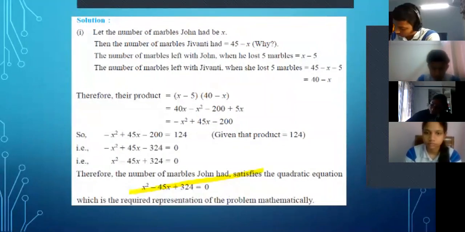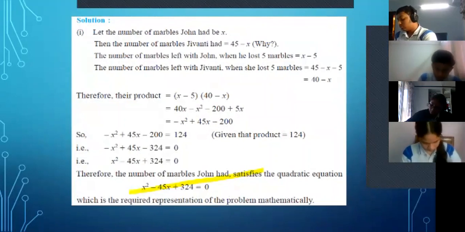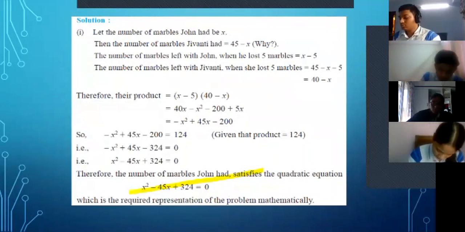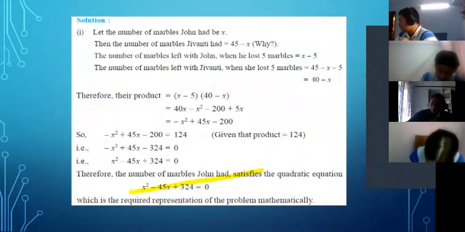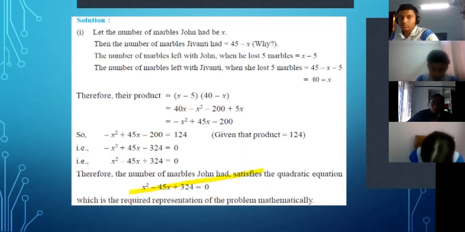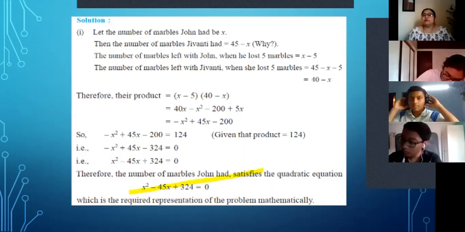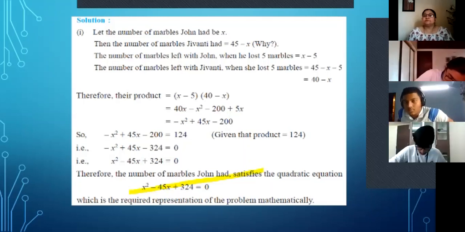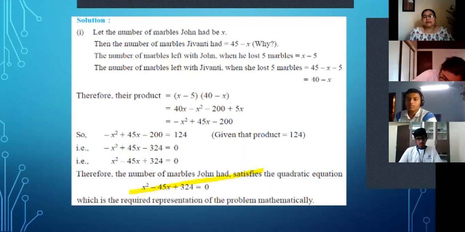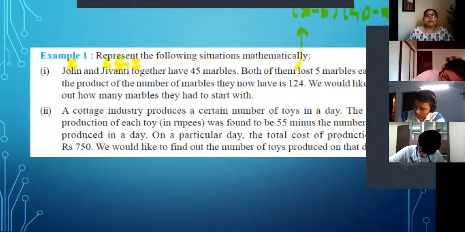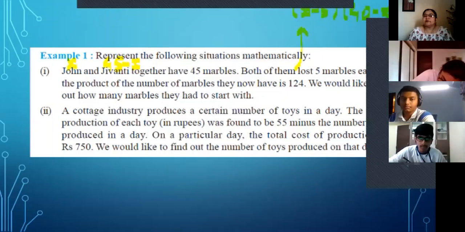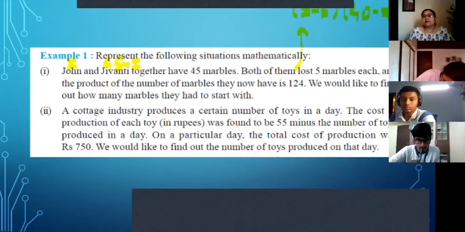Check it out. Tanushree, do it. Now all those who can solve it fast, do it, because I'll not go for solving at the moment. Done? Pranav, done? Yes, ma'am. Sudesh? Done, ma'am. Vaibhavi, doing it? Chalo, do it. Do the next example also. A cottage industry, all these sums we'll solve later. A cottage industry produces a certain number of toys in a day.